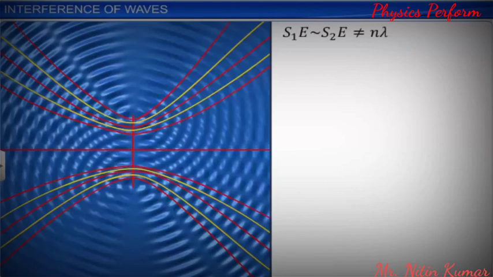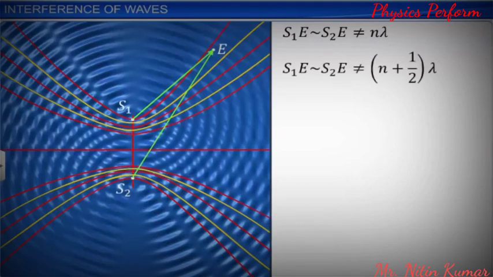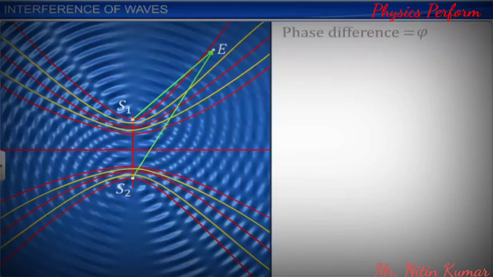Consider an arbitrary point E such that the path difference between S1E and S2E does not satisfy the condition for either constructive interference or destructive interference. Let the phase difference between the displacements caused by the two waves at the point E be phi. At the point E, if the displacement caused by the waves produced at the source S1 is represented by y1 equal to a cos omega t, then the displacement caused by the waves from S2 will be y2 equal to a cos (omega t plus phi).